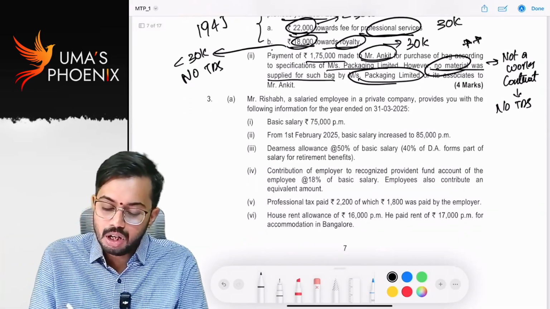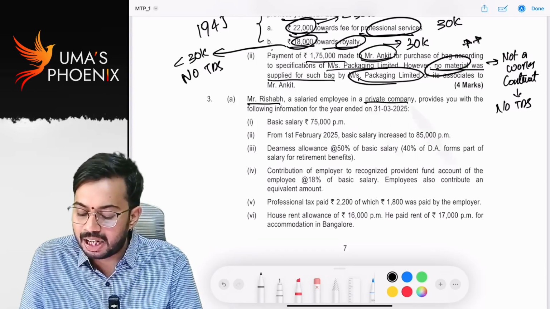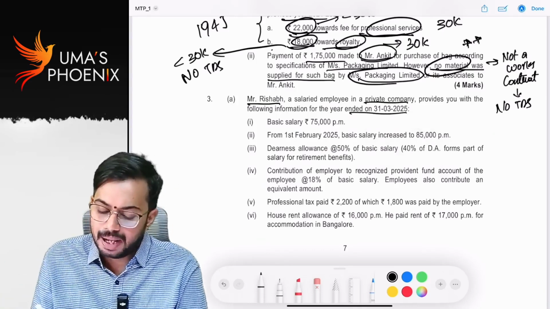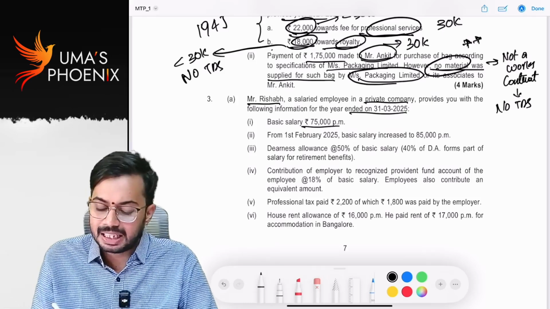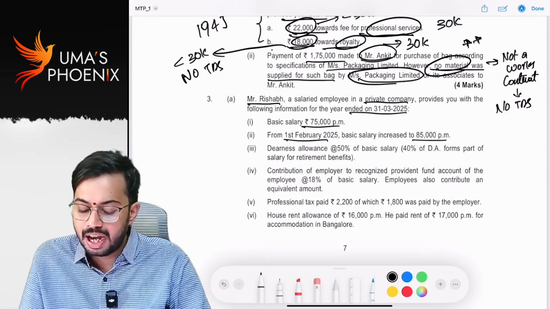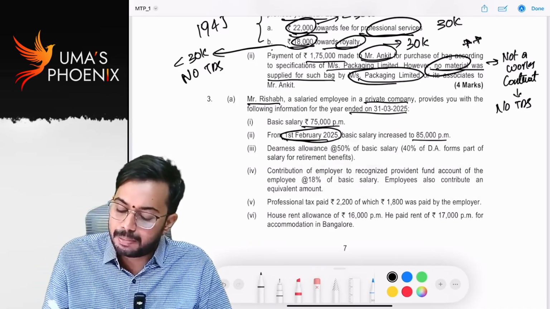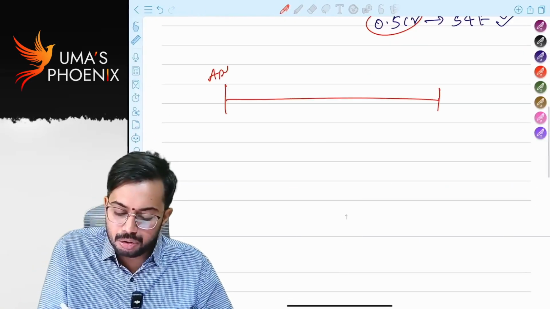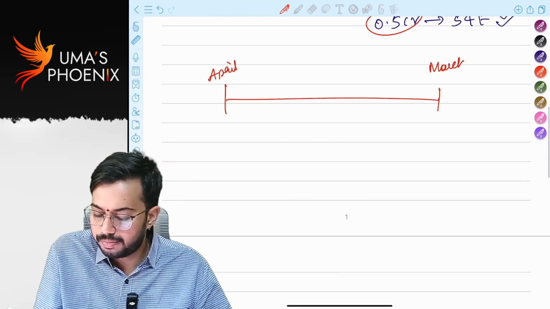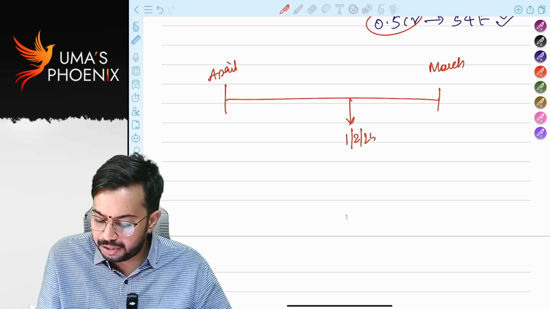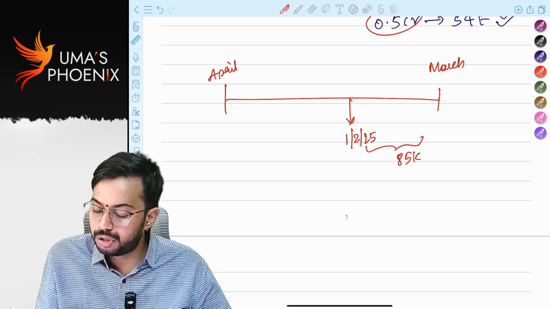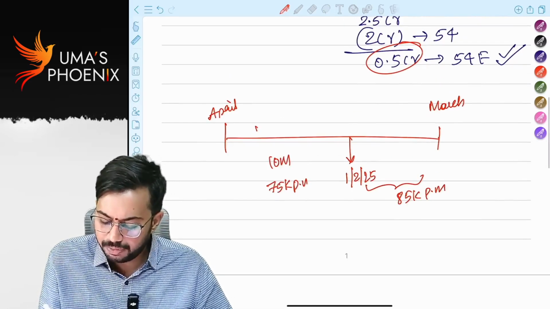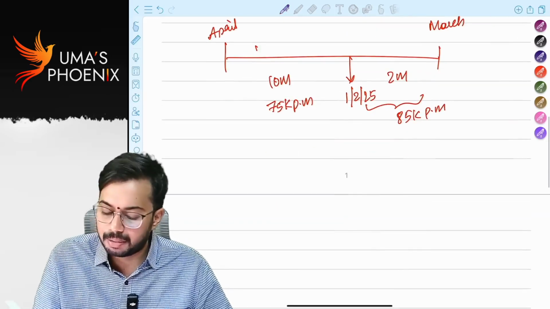Next. Mr. Rishabh, a salaried employee in a private company, provides you with following information for the year ended 31st March 25. Basic salary 75,000 per month. From 1st February, basic salary increased to 85,000 per month. That means what? April to March. Starting from 1st February 25, salary increased to 85,000 per month. That means for 10 months salary is 75,000 per month. For 2 months salary is 85,000 per month.